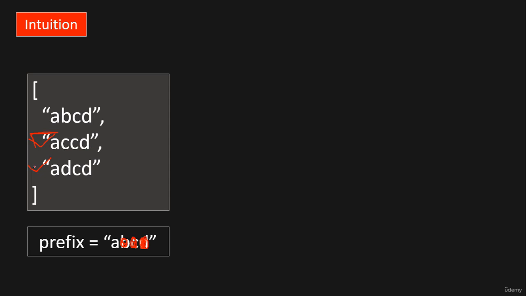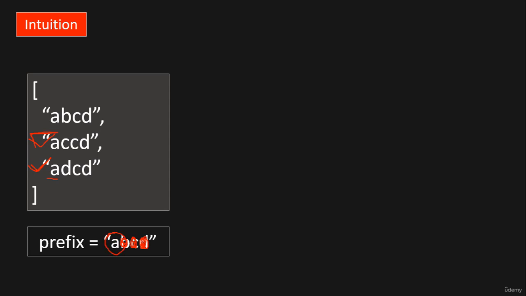Now let's move to the next string. Here we're going to check, does A start at index 0 in this string ADCD? We see that A starts at index 0. So we're done. At the end we'll return this prefix. This is how we can solve this problem.